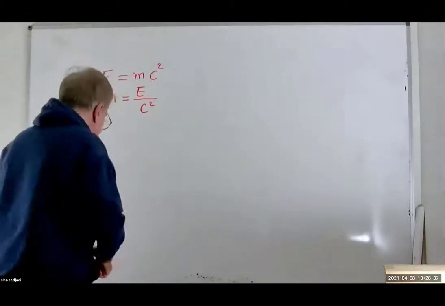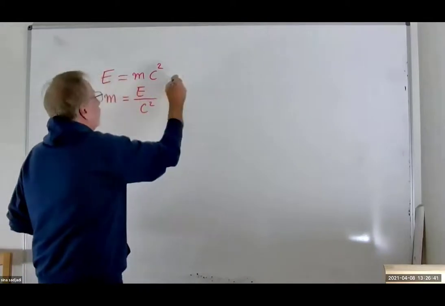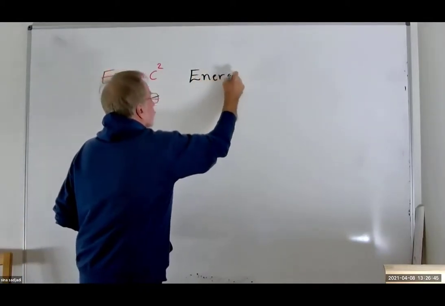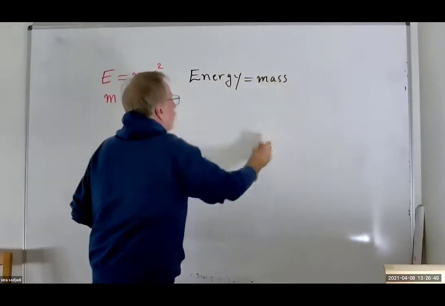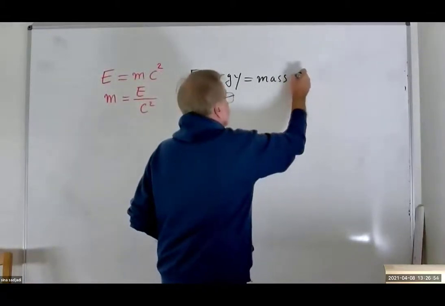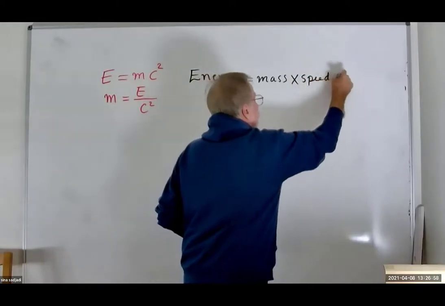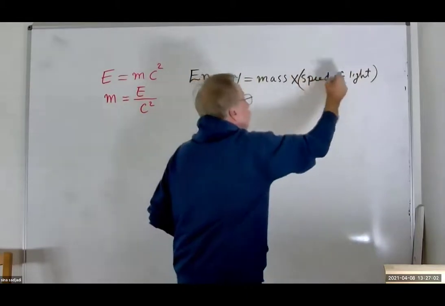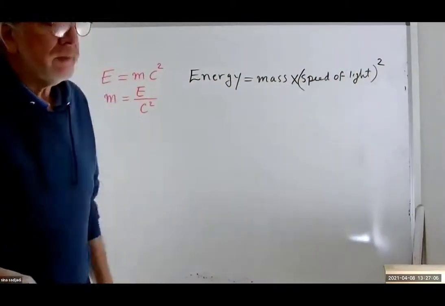It means this. So what it's saying is energy, E is energy, is equal to mass times, you have to multiply this, times the speed of light to the power of 2. Speed of light to the power of 2. That's a huge number, to the power of 2.